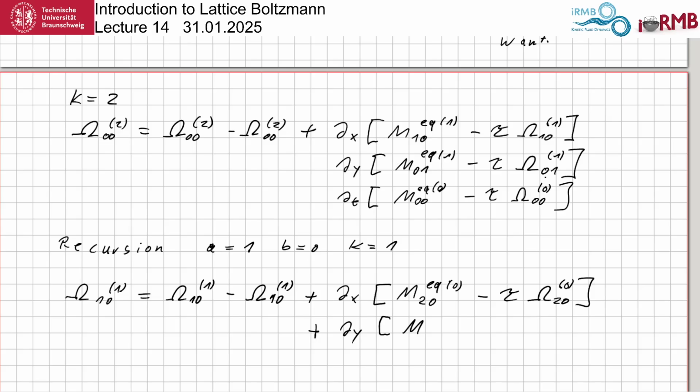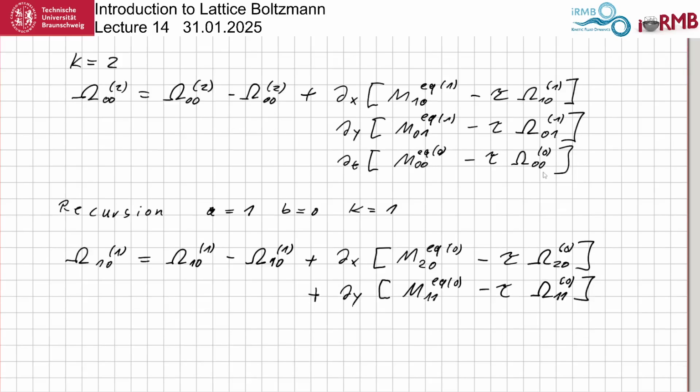It's 0, 2. No, it's 1, 1. 1, 1. Yes. To zero order minus tau omega 1, 1, zero order. So we don't have any time. Yeah, we could write it, but it wouldn't be negative. And of course we also have omega 0, 1. This is the other one that we need.